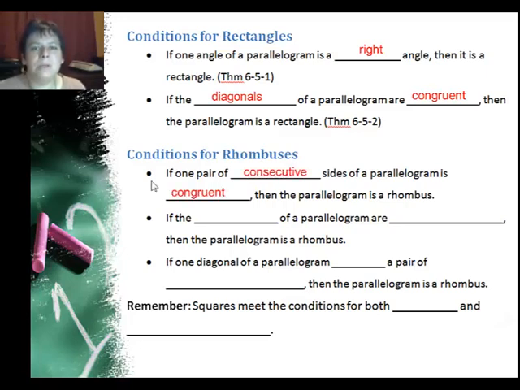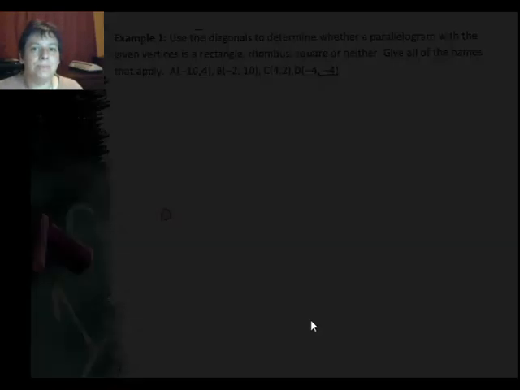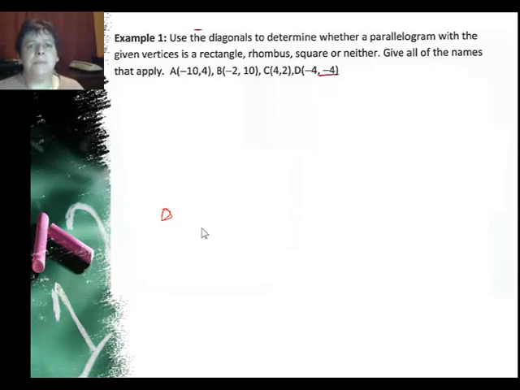For rhombuses, if one pair of consecutive sides of a parallelogram is congruent, that would mean all four sides are congruent. So that would be a rhombus. If the diagonals are perpendicular, then that would also make it a rhombus. And if one diagonal bisects a pair of opposite angles for a parallelogram, then it would be a rhombus. Now remember that squares have to meet conditions for both rhombi and rectangles. So let's look at example 1.